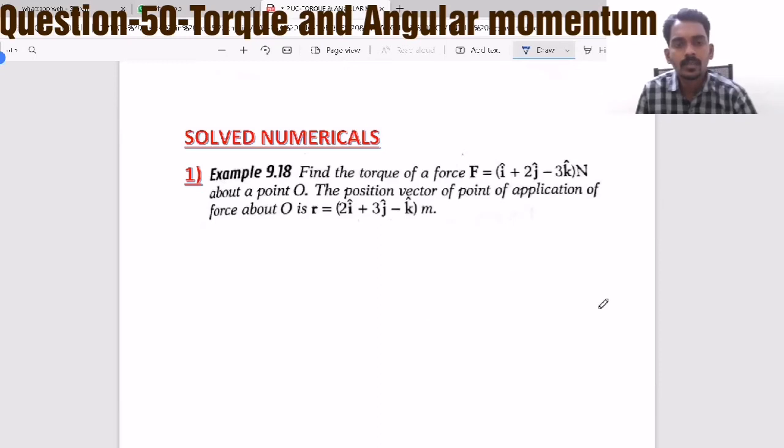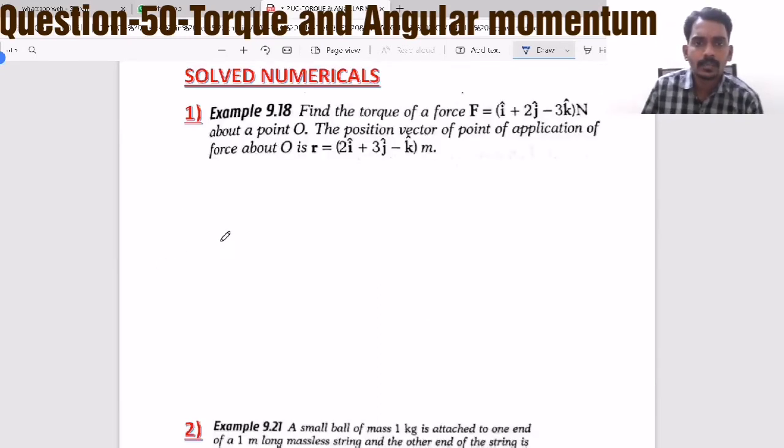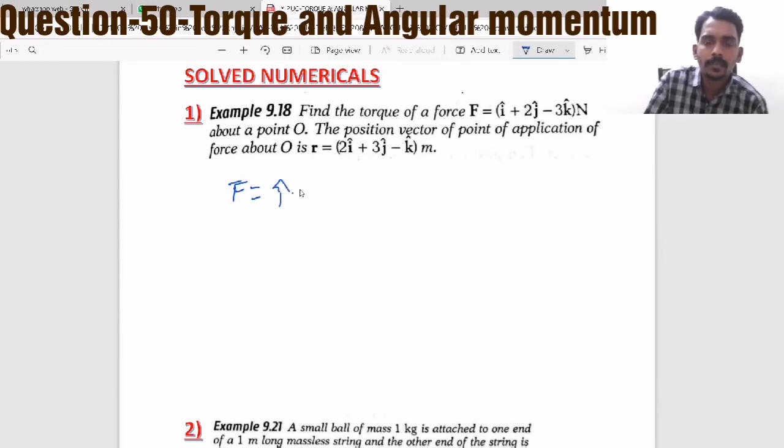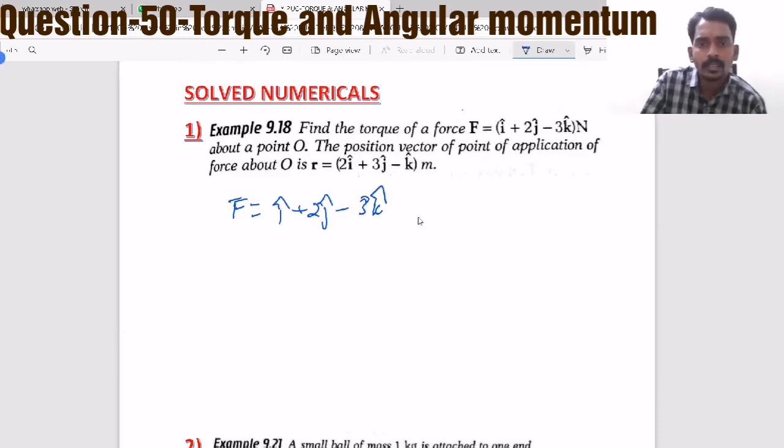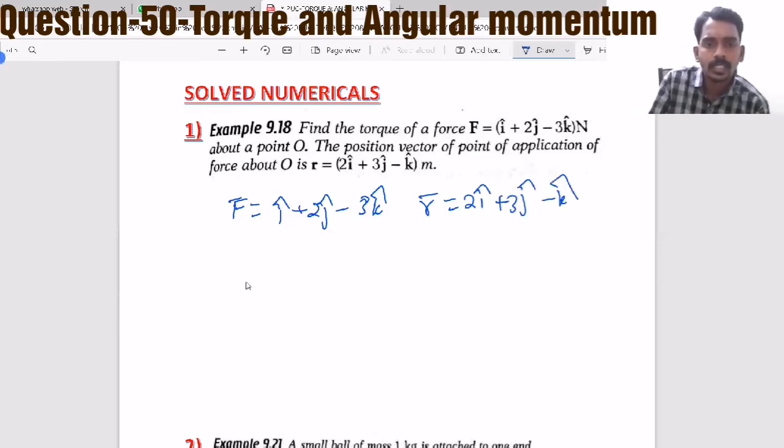Now let's see a few questions. The very first question is to find the torque of a force. They have given the force, that is i cap plus 2j cap minus 3k cap, and the position vector also they have given directly, 2i plus 3j minus k cap. Then they are asking for the torque.